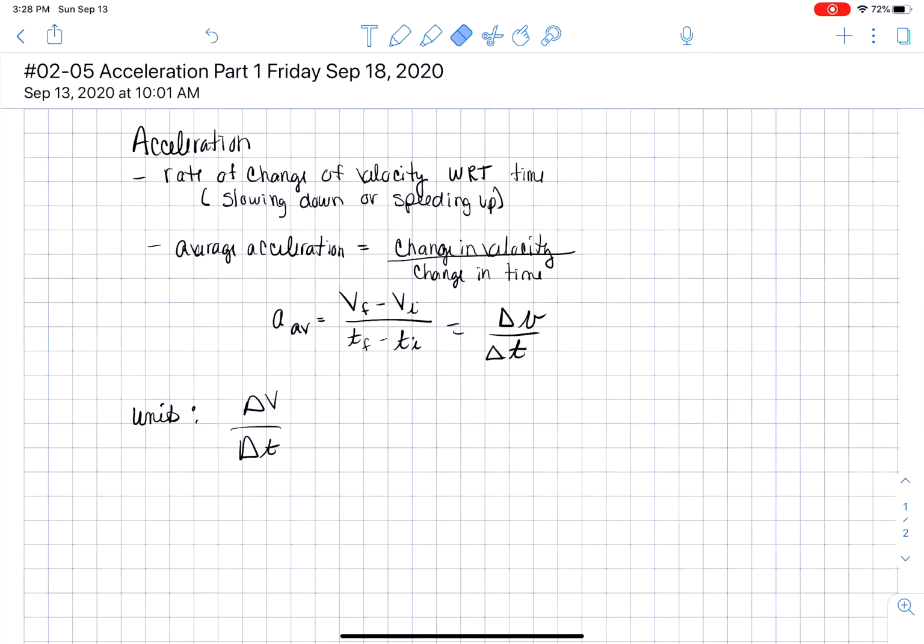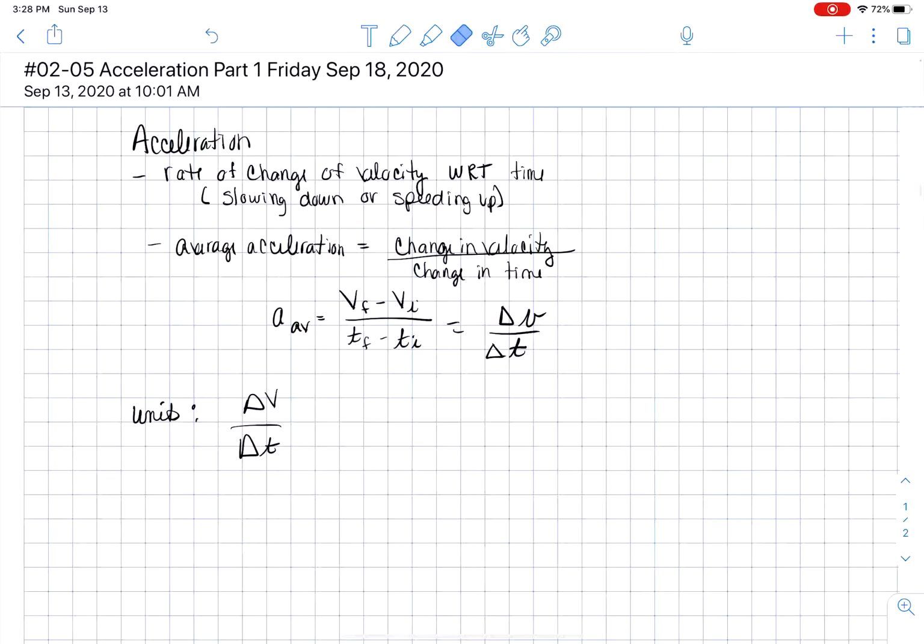To continue looking at motion in one dimension, we're going to look at Chapter 2, Section 2 of your book on acceleration. Acceleration is defined in words as the rate of change of velocity with respect to time. So something could be slowing down or it could be speeding up. The average acceleration, here's another equation you're going to want to make sure that you note.